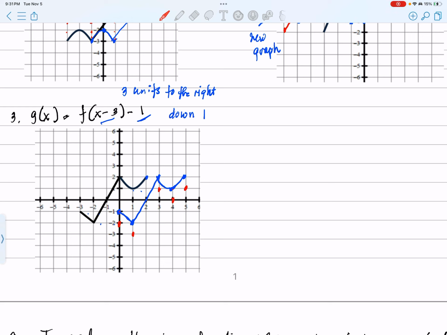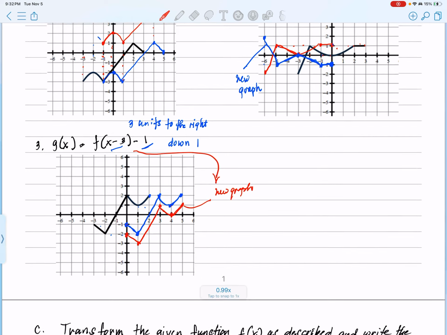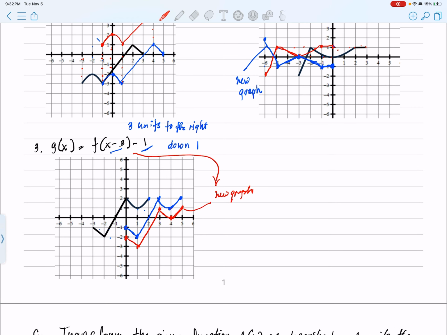All right, I'm going to connect the graph. There you go. So this is the new graph based on the function. All right, that's it. Simple as that. Once you see the one inside the parentheses, that's the one you're gonna translate first.